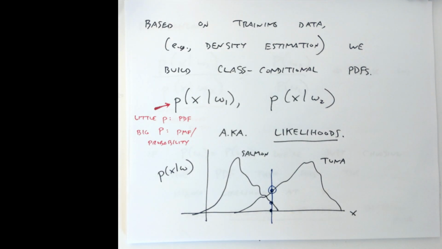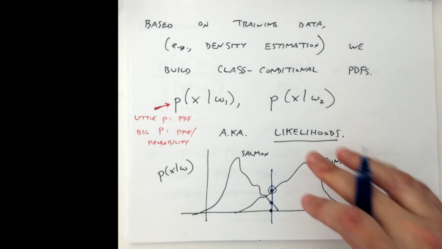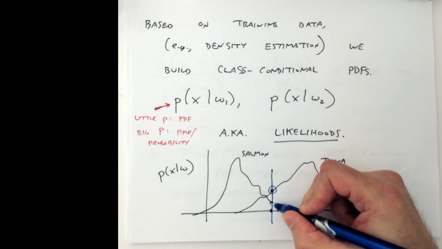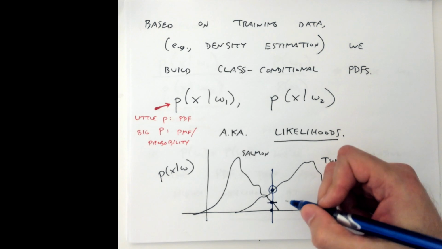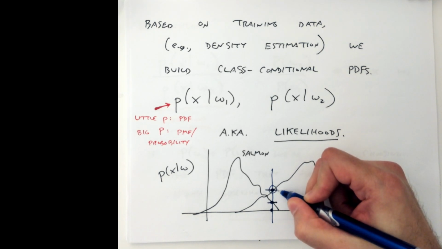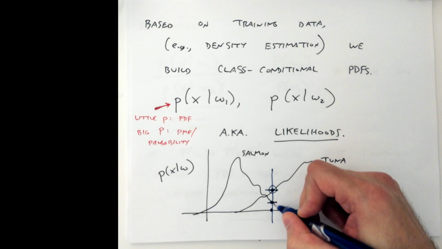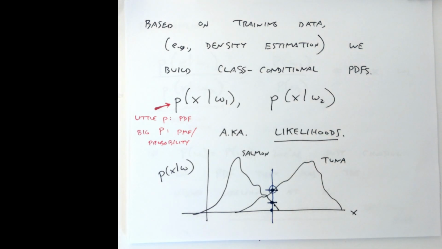Under the maximum likelihood decision rule, I would choose tuna, right? Now suppose I told you that salmon was 3 times more likely than tuna. That might change your decision. What that basically says is that this number would have to be more than 3 times bigger than this number for me to make that decision now. So it's kind of like how much bigger do I have to be?